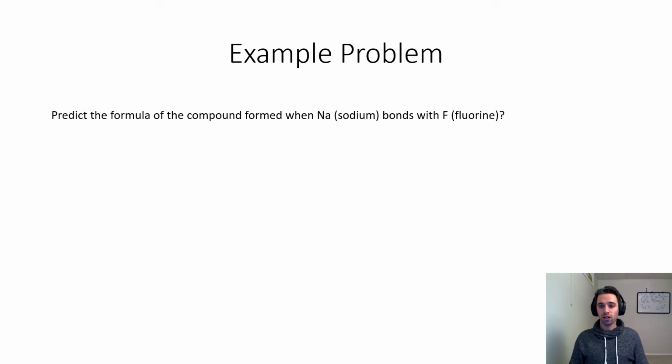Predict the formula of the compound formed when Na, sodium, bonds with F, fluorine. Sodium has a positive 1 charge. Fluorine has a negative 1 charge. We're going to take each superscript and crisscross it, putting it in front of the opposite letter, and we'll get the following formula: Na1F1. Every time in chemistry, although it is correct to write it this way, because ones are implied in mathematics and chemistry, we can just write NaF.